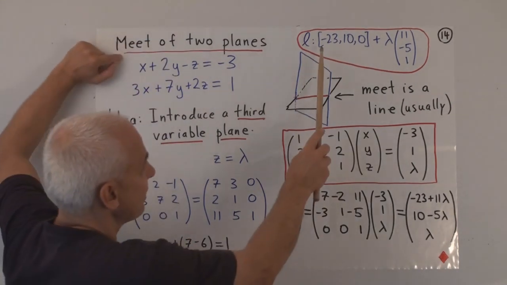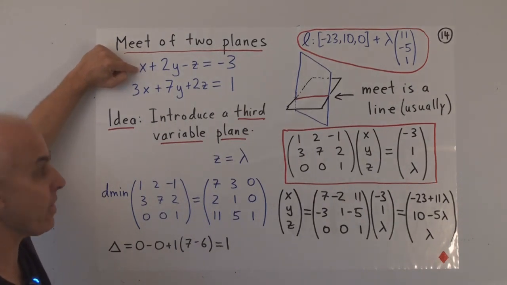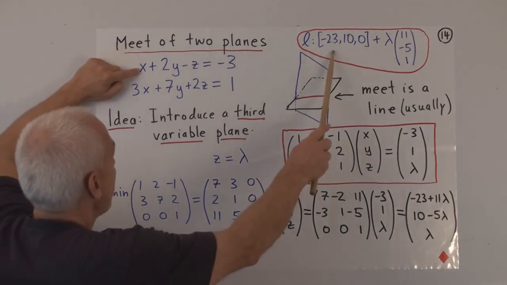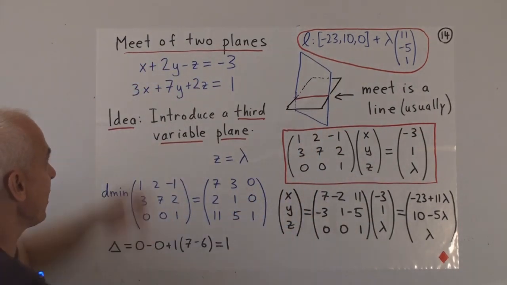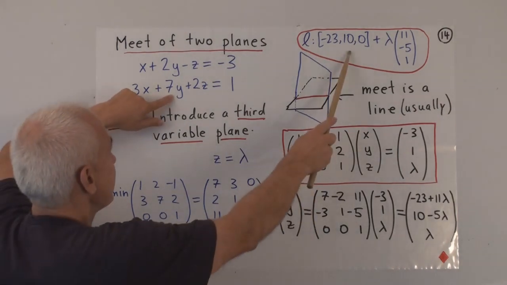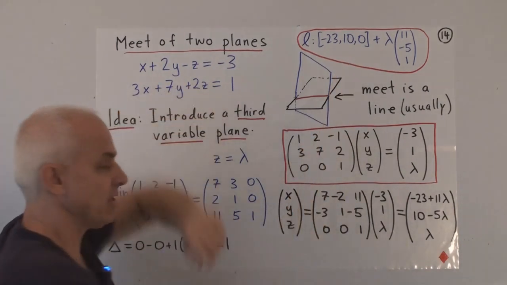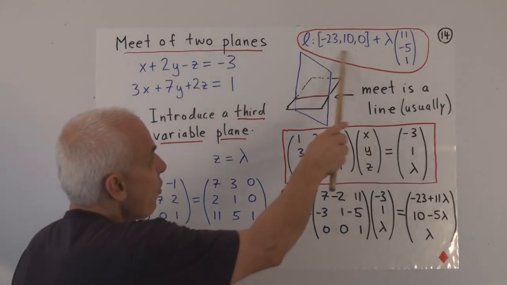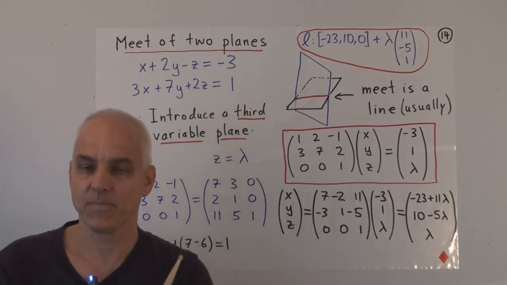First of all, we can check that this point really does satisfy both of these two equations. Minus 23 plus 20 minus 0 is minus 3, yes. Minus 23 times 3, that's minus 69, plus 70, that's 1. Plus 0, that is indeed 1. So this point really does lie on both of those planes.